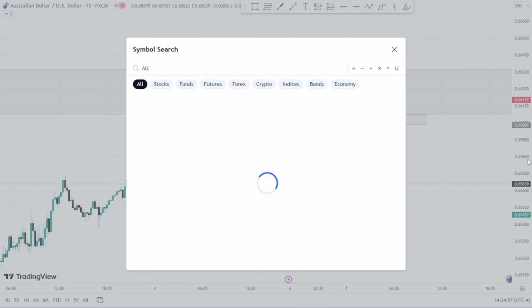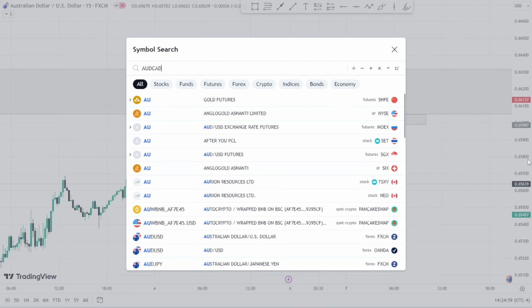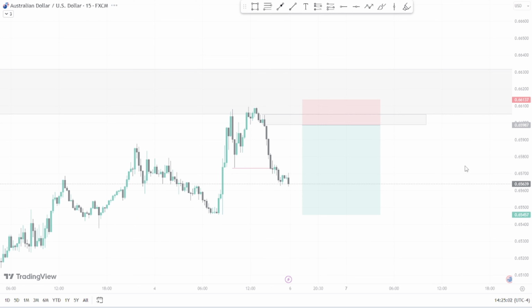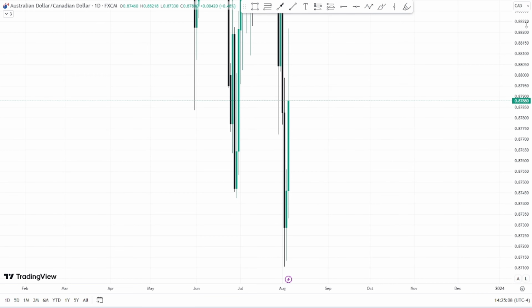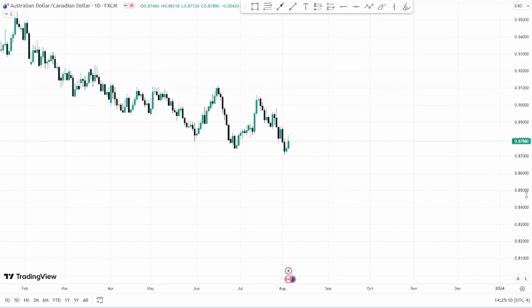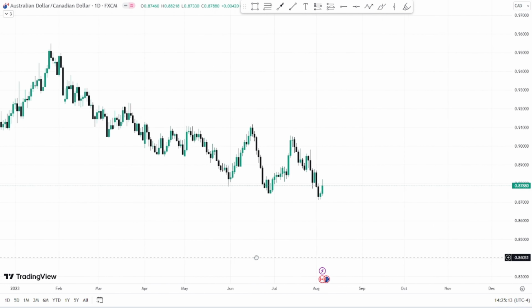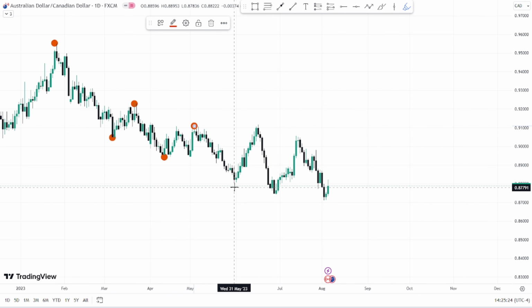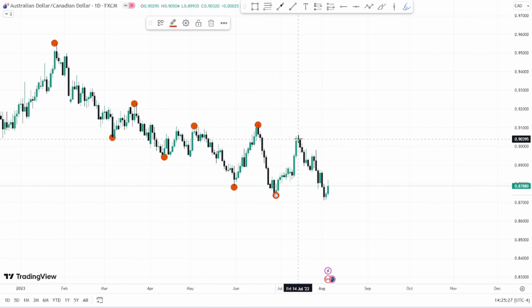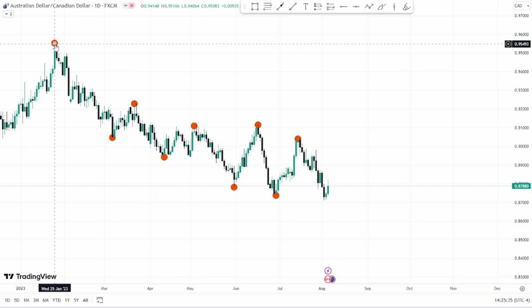So let's go ahead and check AUDCAD. So we are still on 15-minute. Then we're gonna go to daily time frame to establish our trend or market structure. So this one is clear that it's on a downtrend, as you can see. So this is high, low, lower high, lower low, lower high, lower low, lower high, lower low, lower high, then lower low here. So as you can very clearly see, we expect the market to still continue to go to the downside.